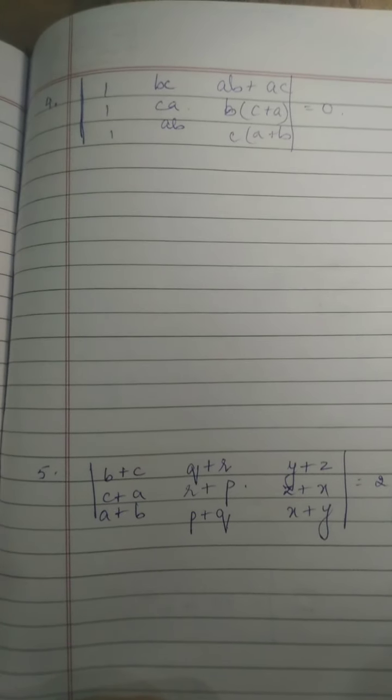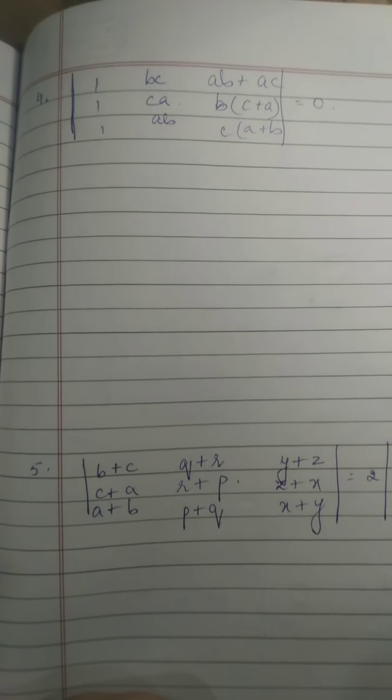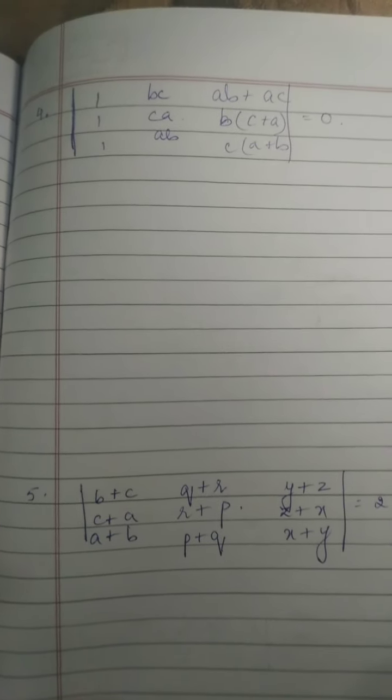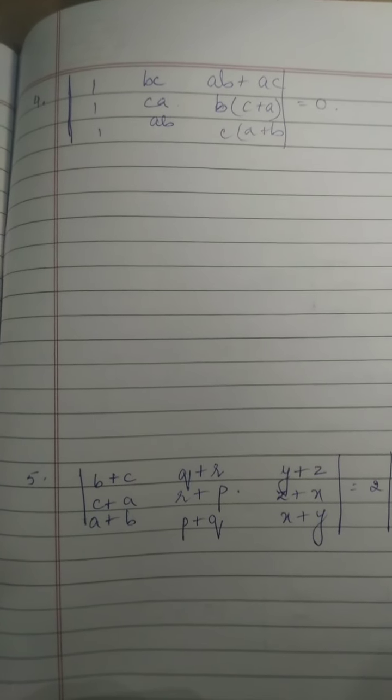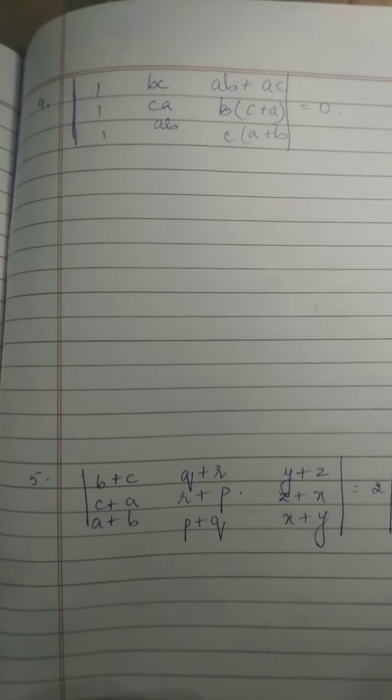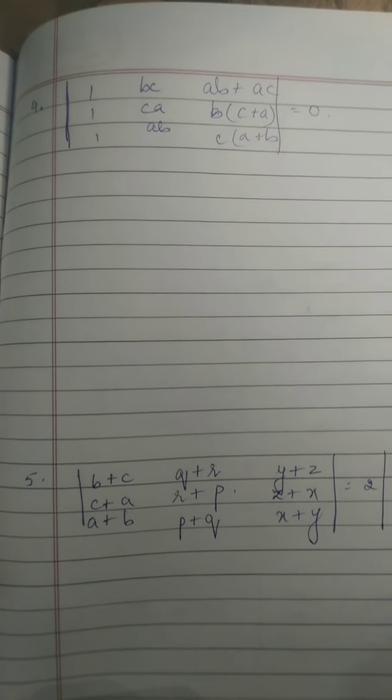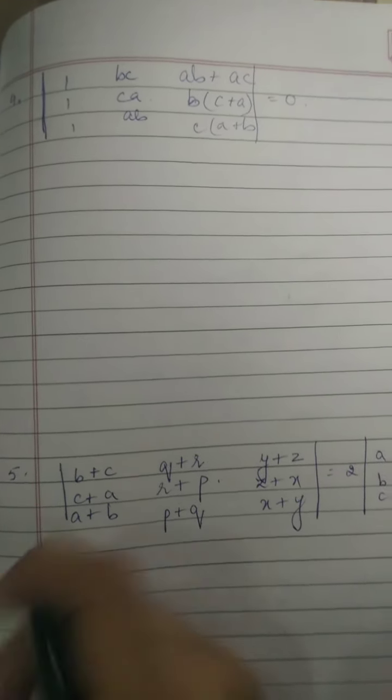Today we'll be discussing from question number 4 of exercise 4.2. So, coming to question number 4, using the properties, you have to prove that the determinant value of this particular matrix is equal to 0. So, how we are going to do this? First of all, let us apply an operation.